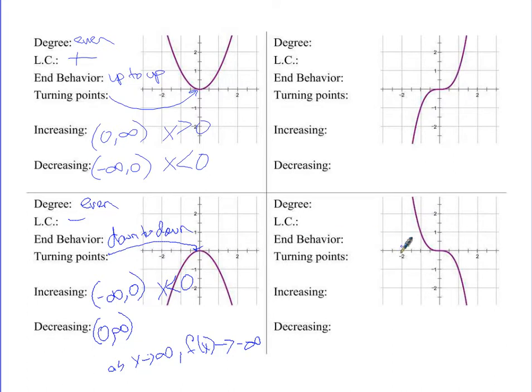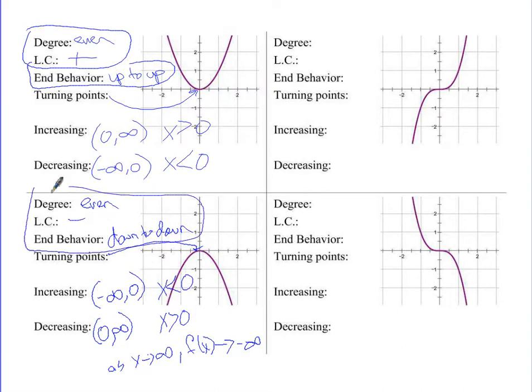Okay? So this would be x is greater than 0. Values of x that are greater than 0, the function is decreasing. Values of x that are less than 0, the function is increasing. The graph is rising from left to right. Or the graph is falling from left to right. Okay? The important thing here, though, is this. The degree, the leading coefficient, and the end behavior. The degree, the leading coefficient, and the end behavior.